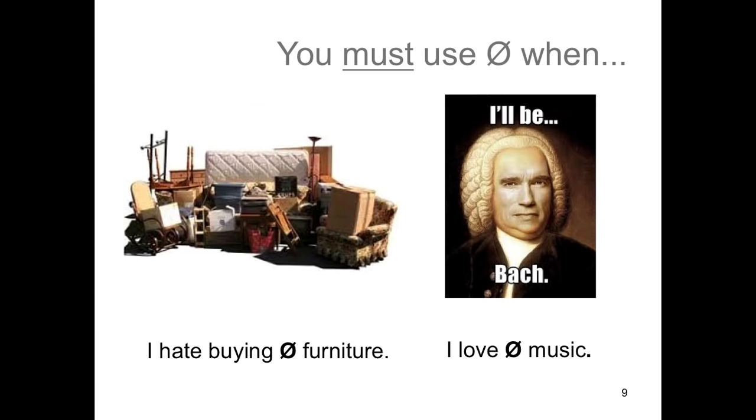Secondly, let's continue with the null article. As you know, the null article must be used with singular non-count nouns, like in furniture or music, for instance. You can, of course, use quantifiers. You can say, I bought 3 pieces of furniture. I love this piece of music. But whenever you come across a singular non-count noun, you should use the zero article, like in I hate buying furniture, I love music.